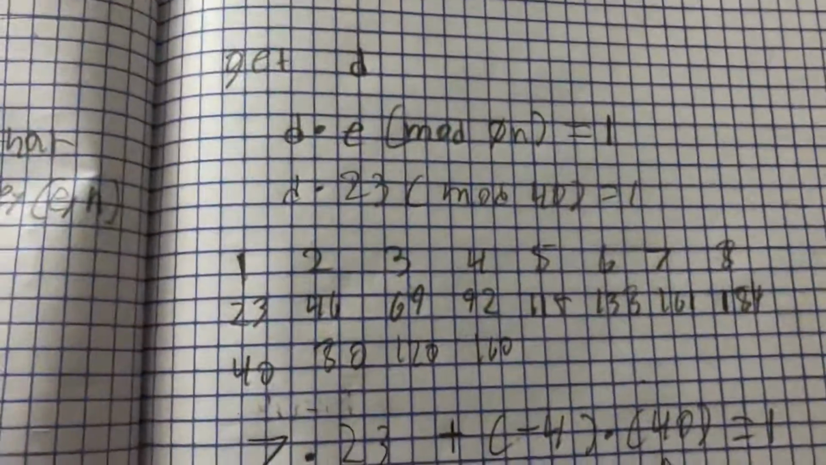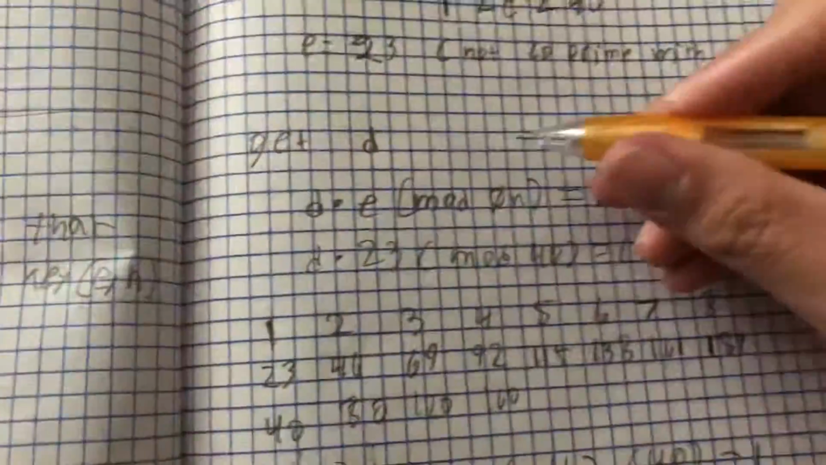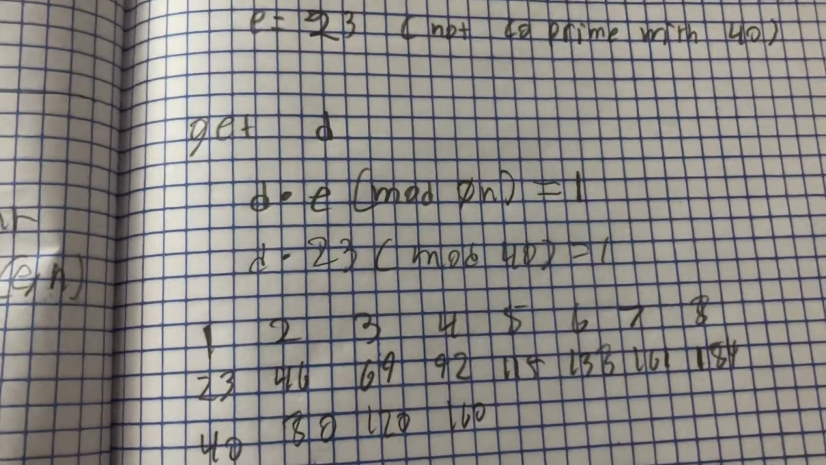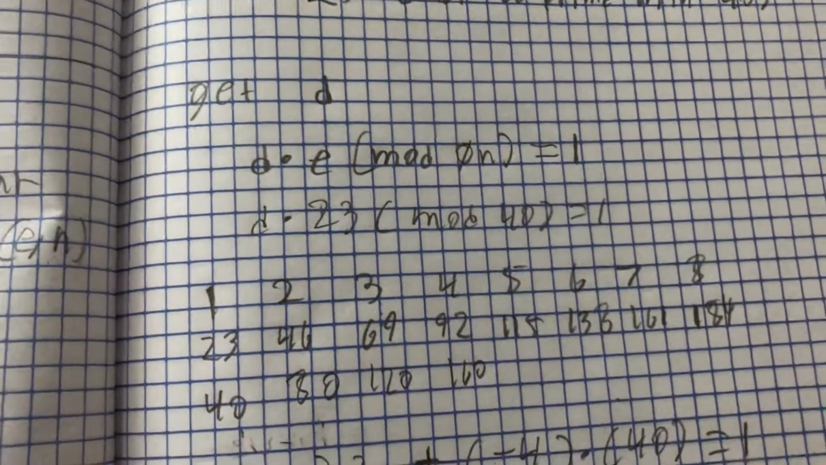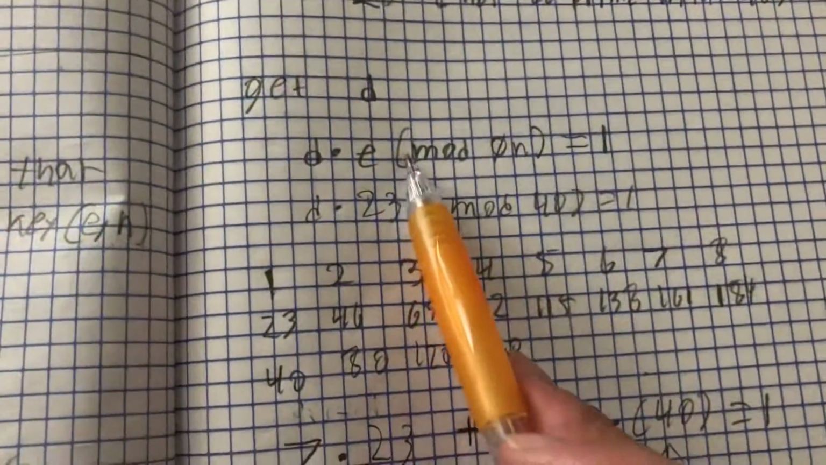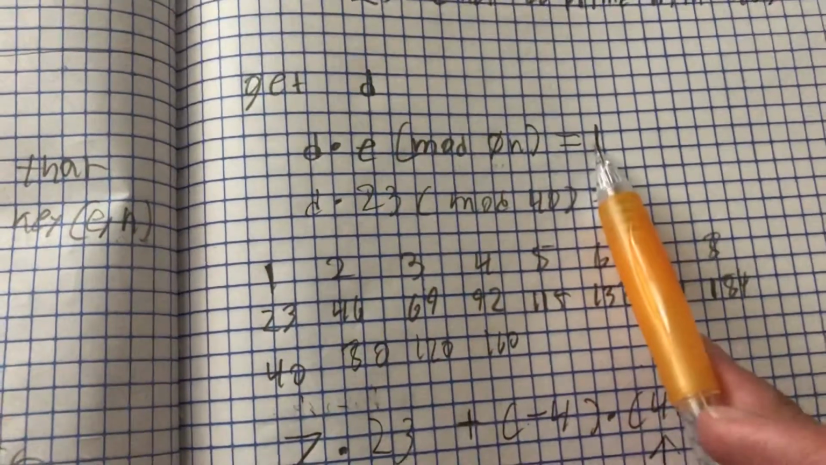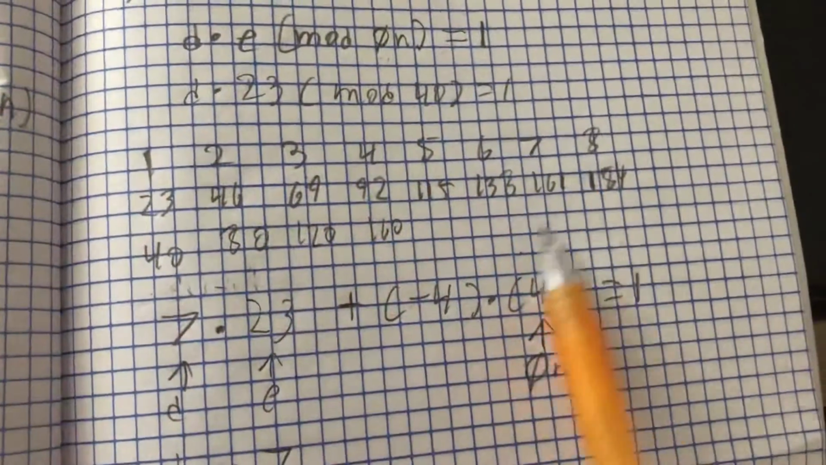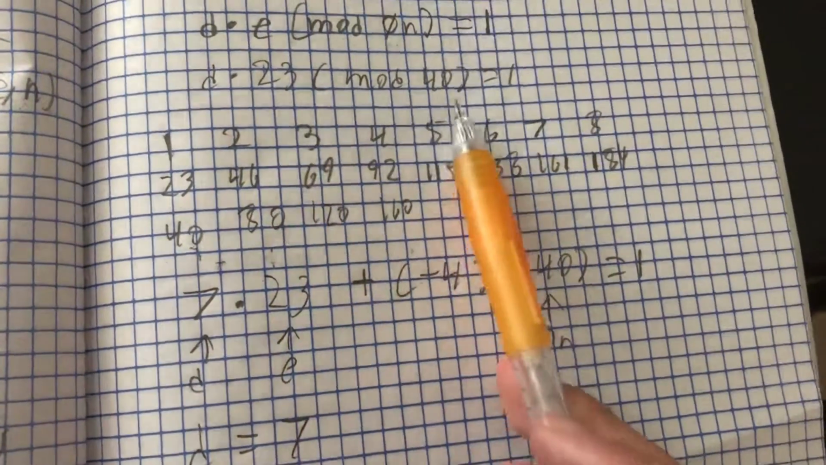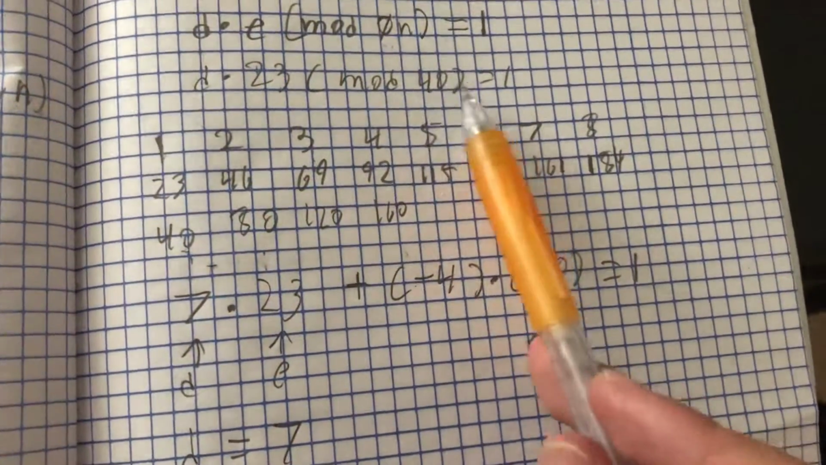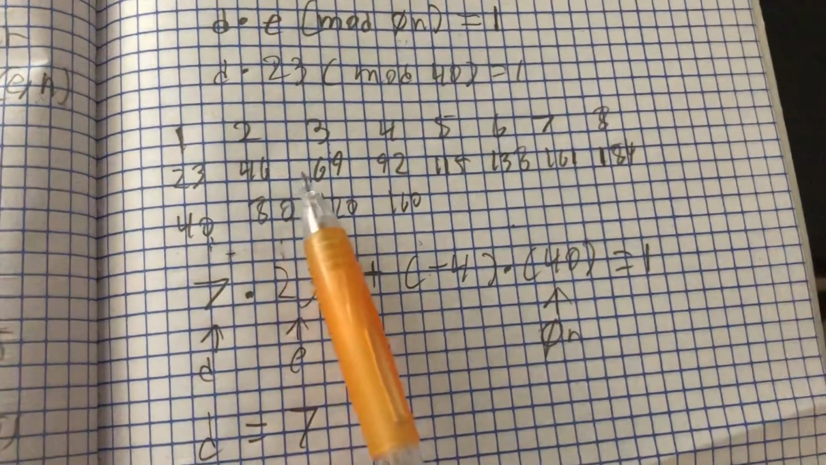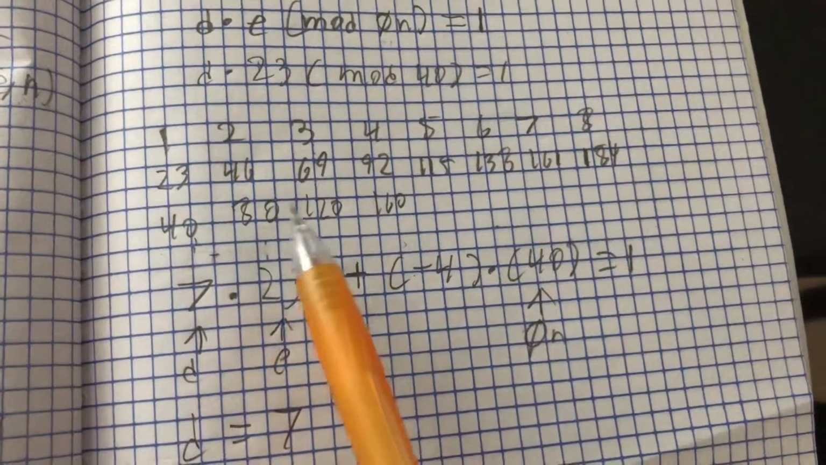Now we have to get D, which is what we would use for our decryption key. Because remember, our encryption key is E, comma N, and our decryption key is D, comma N. So how we find it is that D times E modulo φ(N) has to equal 1. We can use a technique which enumerates all of the multiples of 23 and 40 to find the D that fits, so that when you take the modulus, it comes out equal to 1. So 23 times 2, 23 times 3, and so on, and 40 times 2, 40 times 3, and so on.